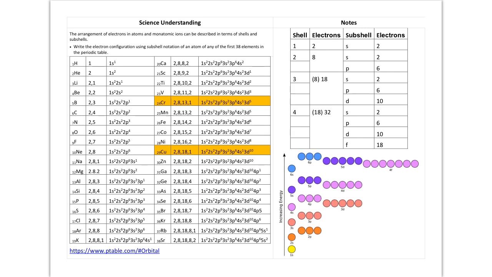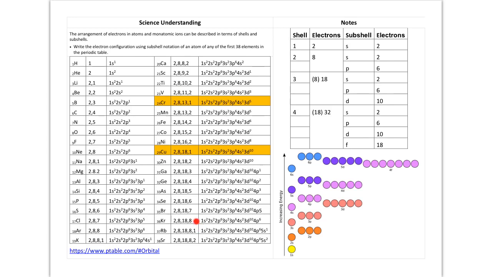And the third shell begins to fill up until we get down to krypton, number 36, where we have 18 electrons in the third shell, so the third shell is full. Then, when we get to zinc, we have 18 in the third shell. Then after we have 18 in the third shell, the rest of that fourth shell starts to fill up till we get 8 electrons here in the fourth shell.